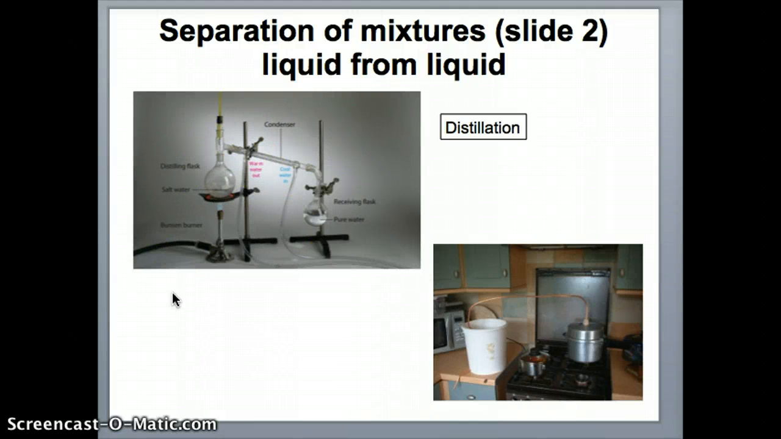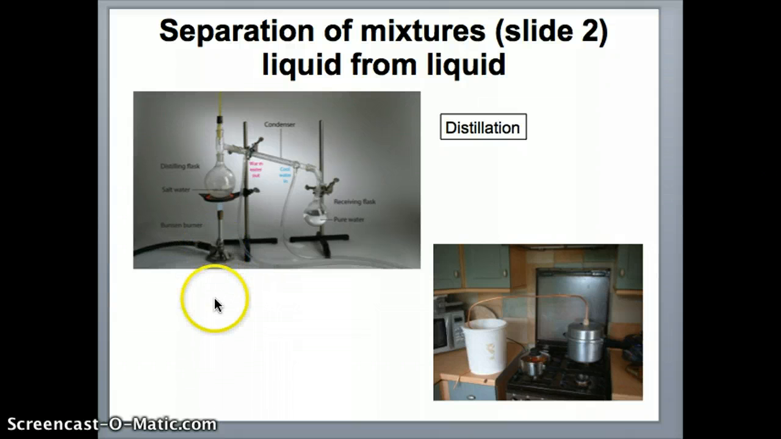Let's say you have a mixture of ethanol and water, like an alcoholic beverage, for example a beer or a vodka, where you have both water and ethanol mixed together in a uniform phase. How do you separate the water from the alcohol? Well, you can use distillation, and this is an important technique that you'll learn in organic chemistry.